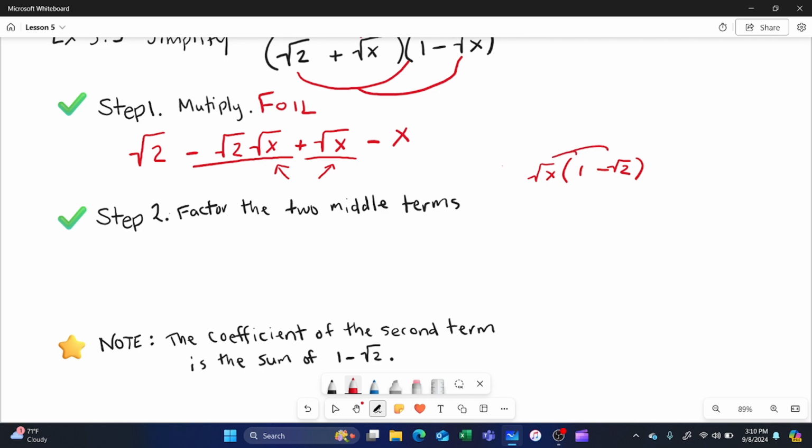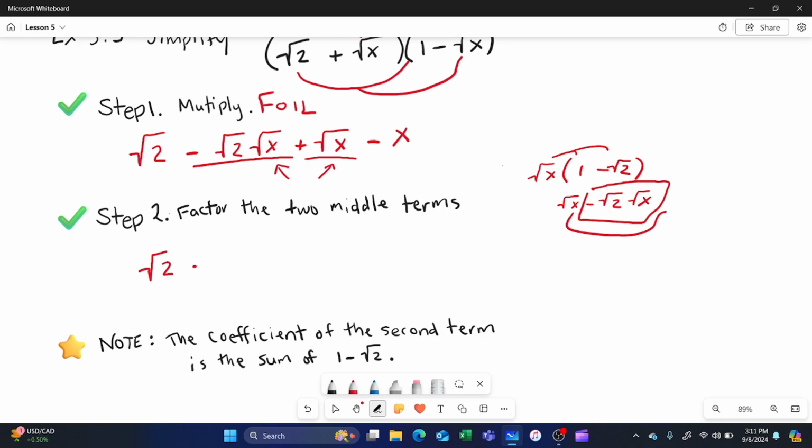All right, we'll have the square root of x times the negative square root of 2 square root of x when factored out. All right, that's them factored out. So we'll end up with the square root of 2 minus 1 minus the square root of 2 times the square root of x minus x. Okay, clear as mud, moving along.